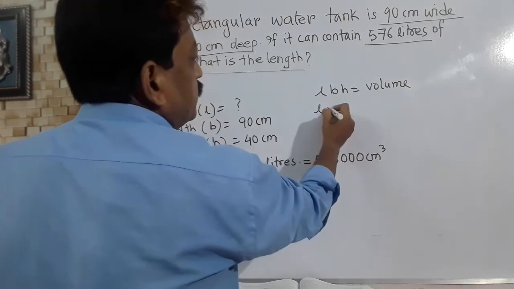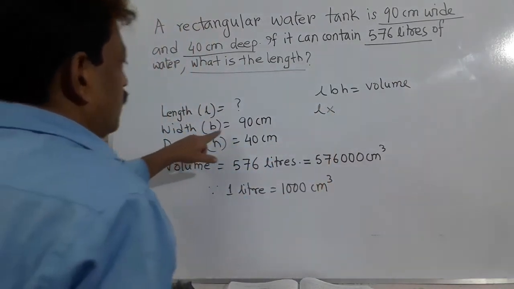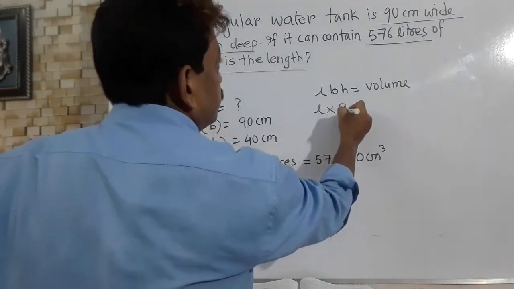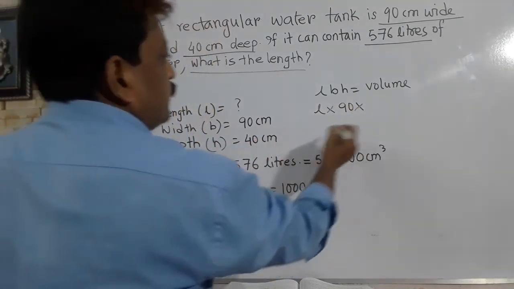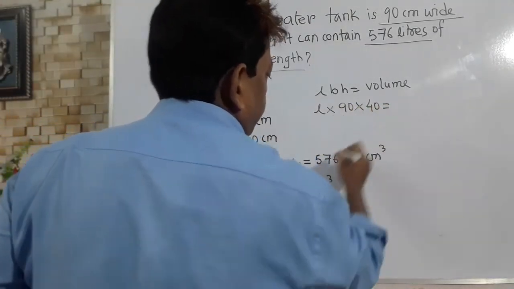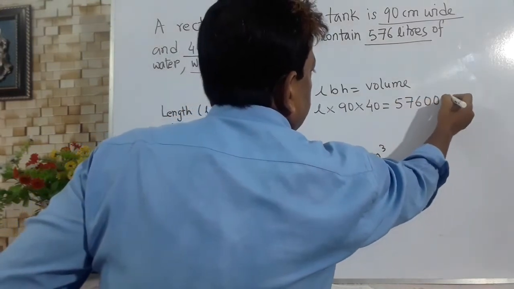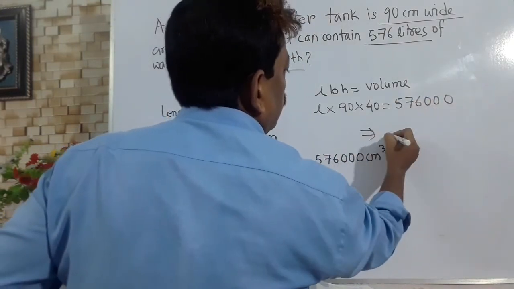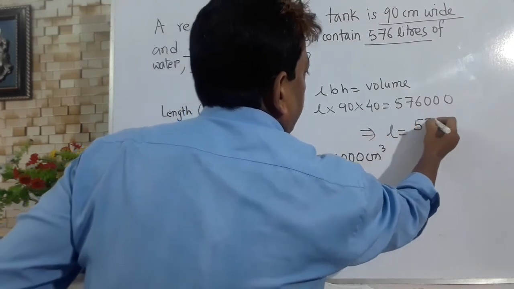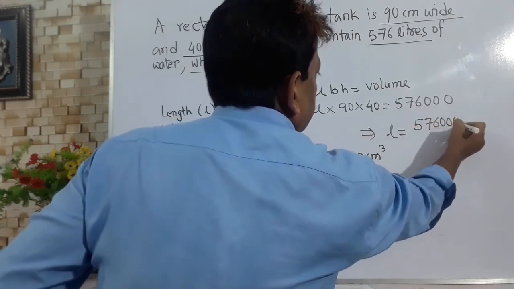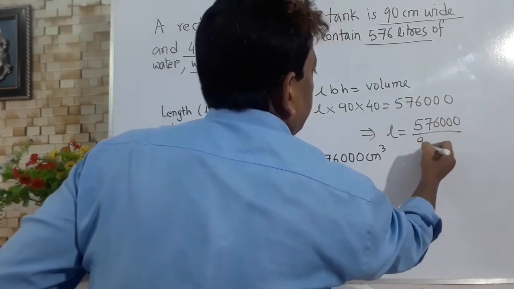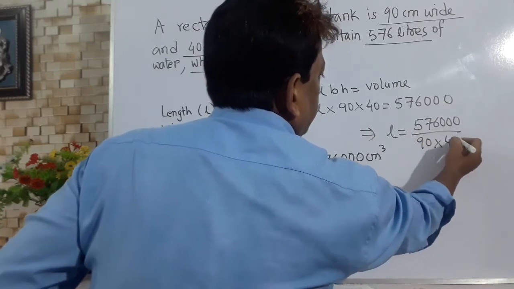L is not known, so keep it like this. B is 90 and H is 40 and volume is 576,000. Therefore we can write L equals 576,000 divided by 90 into 40.